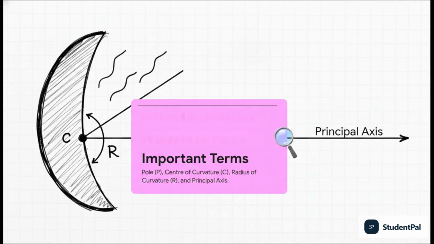Now remember that imaginary hollow sphere the mirror was cut out of? The very center of that imaginary sphere is called the center of curvature, or C. The distance from the pole to this center point is your radius of curvature, R. And finally, imagine a straight highway passing directly through the pole and the center of curvature. That is our principal axis.